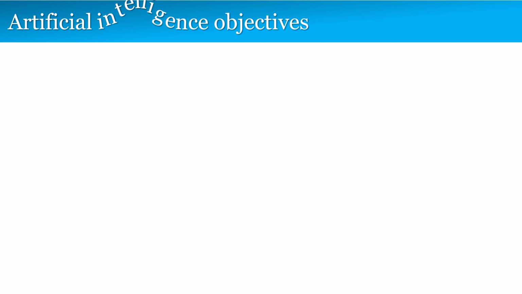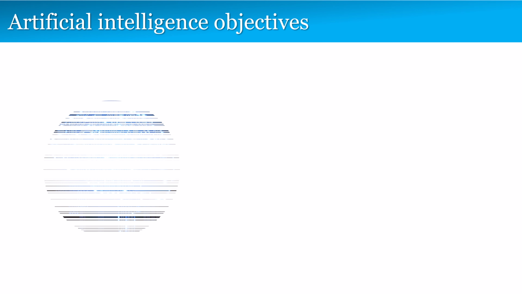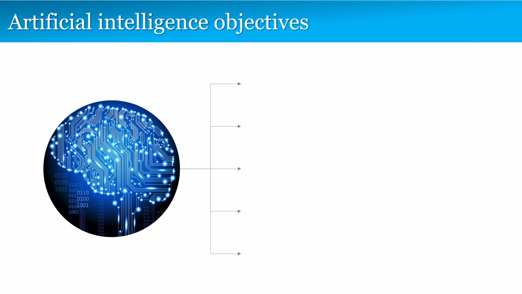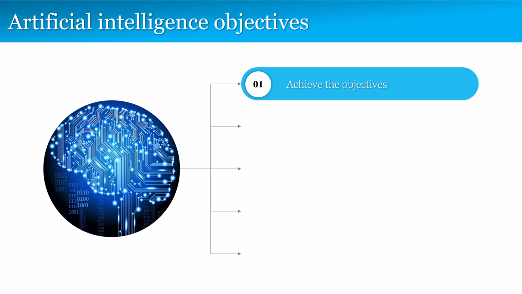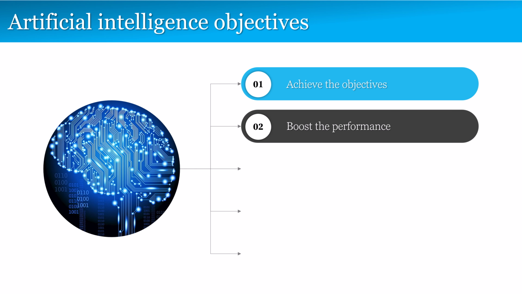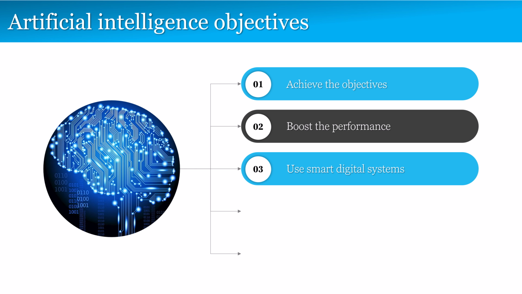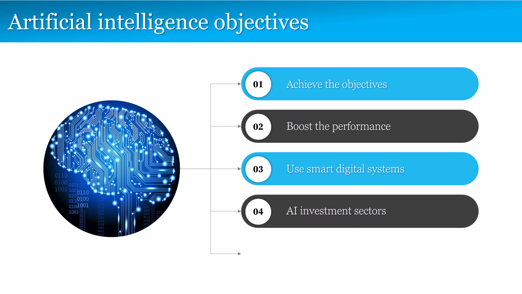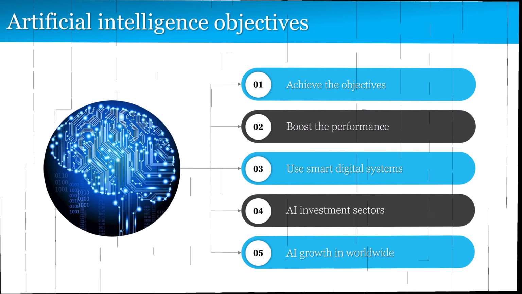In artificial intelligence objectives, we have achieve the objectives, boost the performance, use smart digital systems, AI investment sectors, AI growth in worldwide.